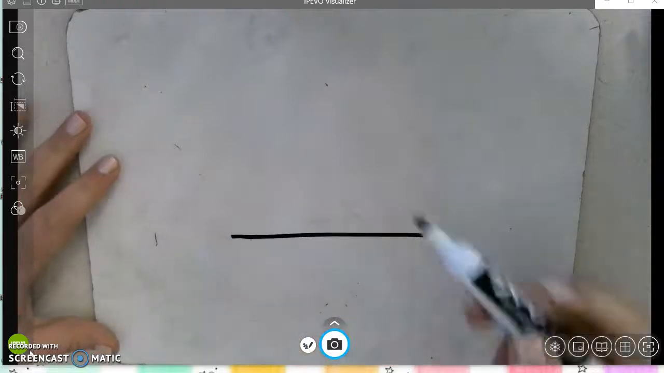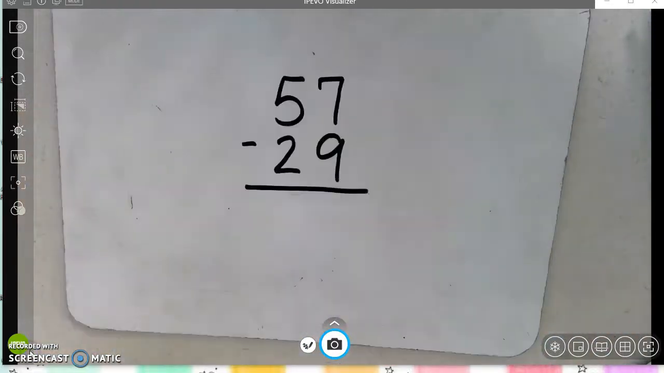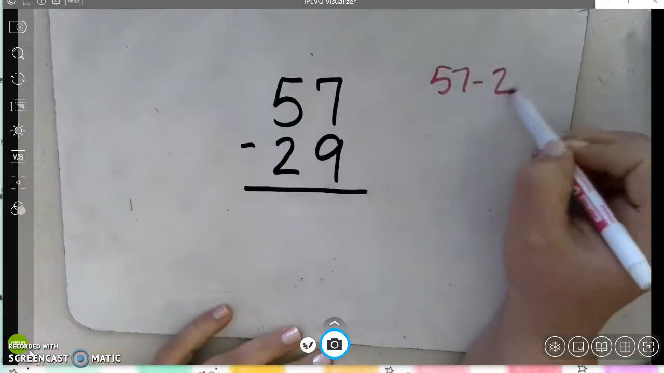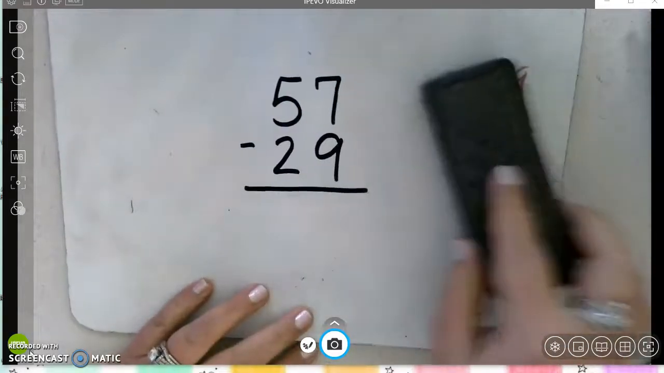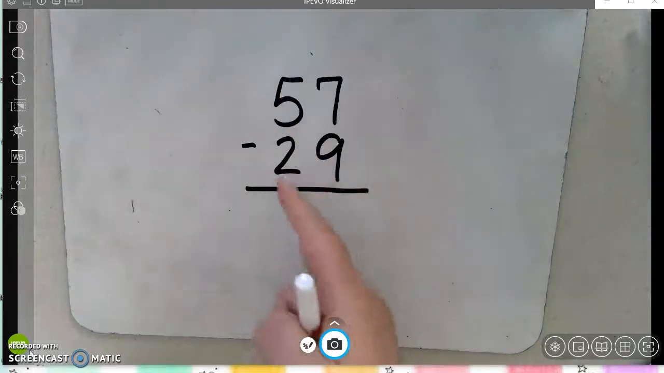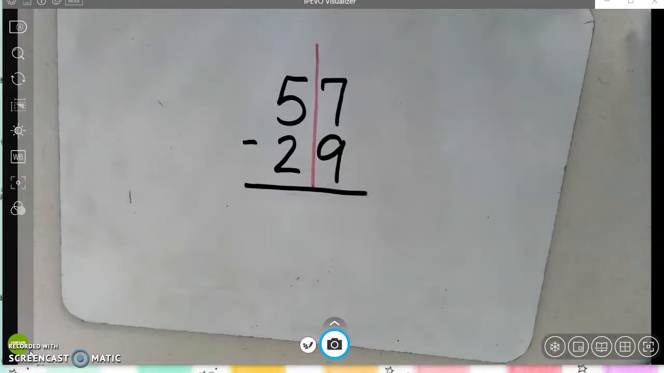So to do this strategy, I told the students that it is easier to stack their numbers on top of each other rather than having them be beside each other like this. And a tip that I gave them to help make sure that their ones are on top of each other and their tens are on top of each other, lined up, is to draw a line down the middle. And we called this the place value chart.